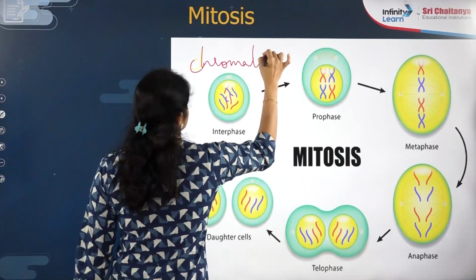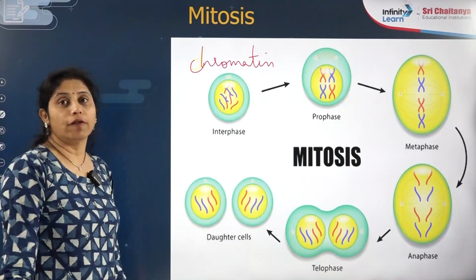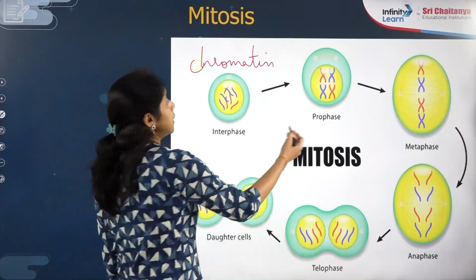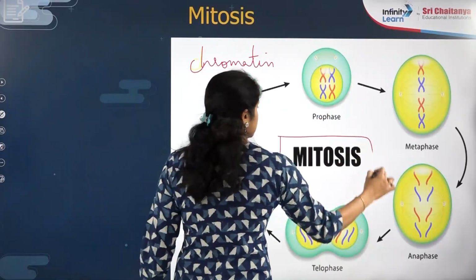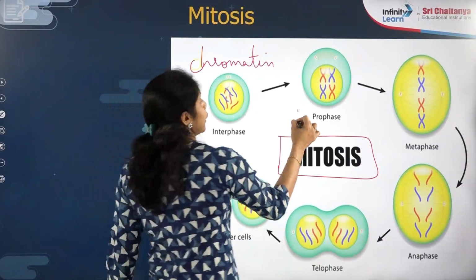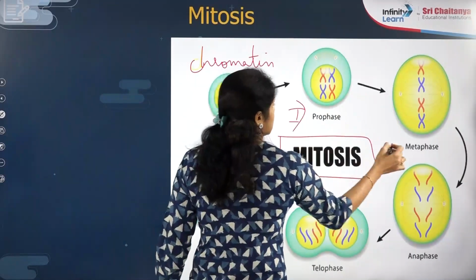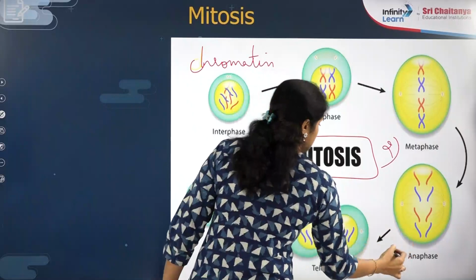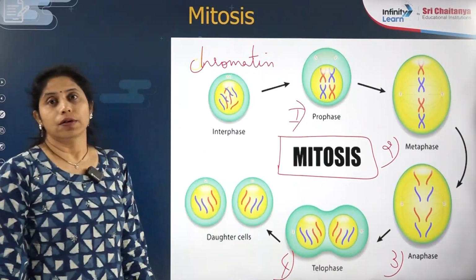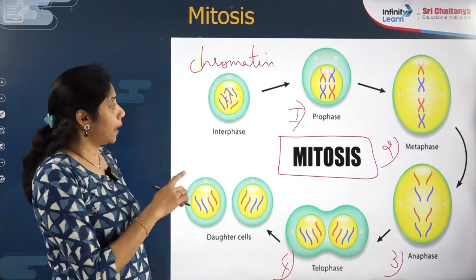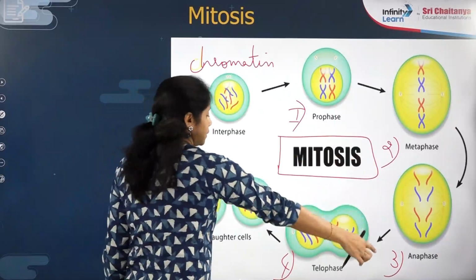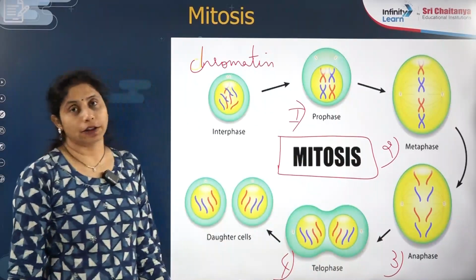In interphase, the genetic material will be in the form of an uncondensed state, and it is called chromatin. Whereas in mitosis, we subdivide it into prophase, metaphase, anaphase, telophase. So here the mitosis is divided into 4 subphases: prophase, metaphase, anaphase and telophase.